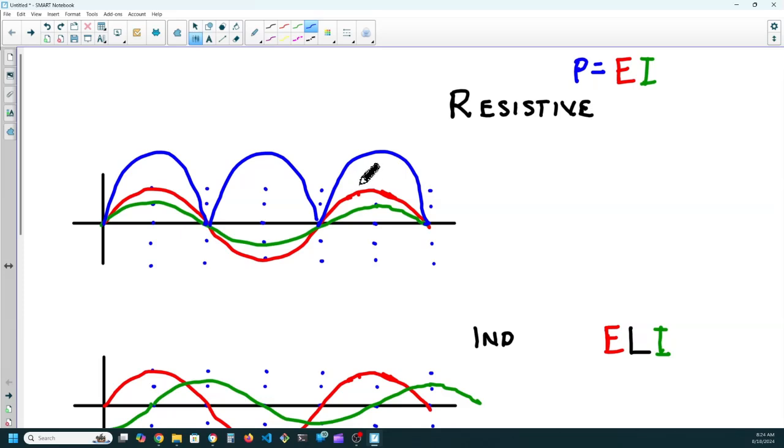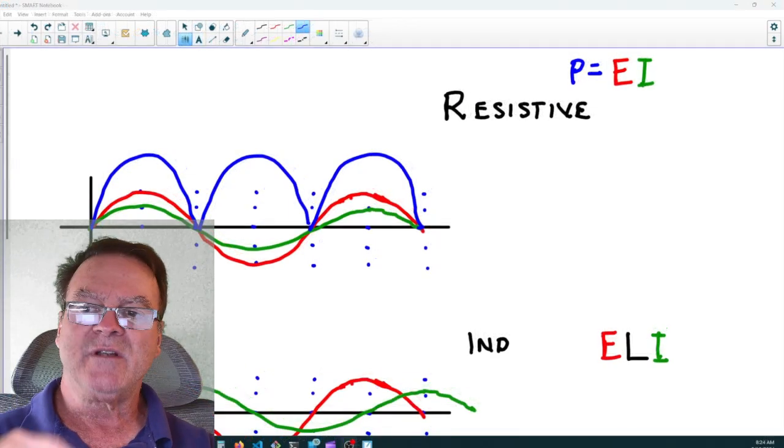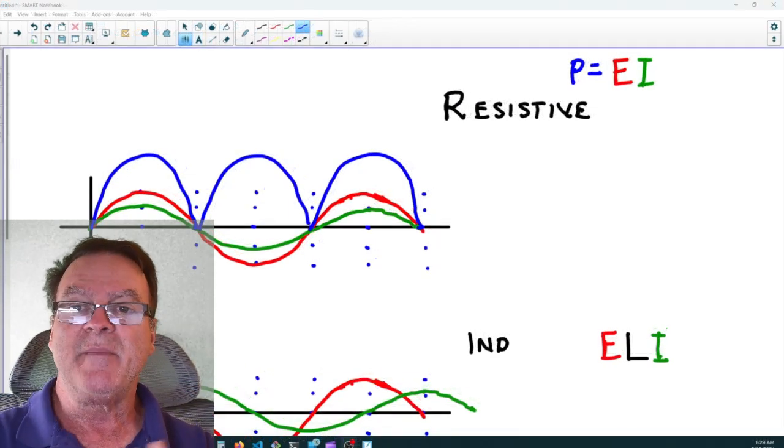So a resistive circuit is the only circuit that actually, and I'm going to use a couple of different words here and explain what I mean. It's the only circuit that actually uses electricity. Now, that's a misnomer. It doesn't use it. We talk about the power or the electricity being consumed.